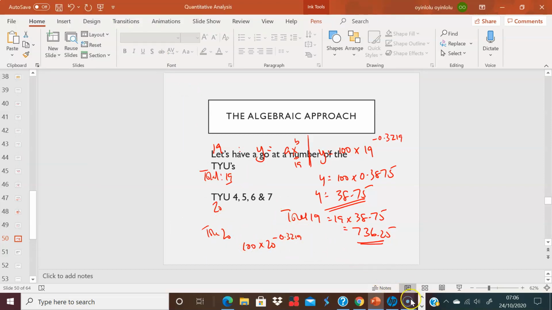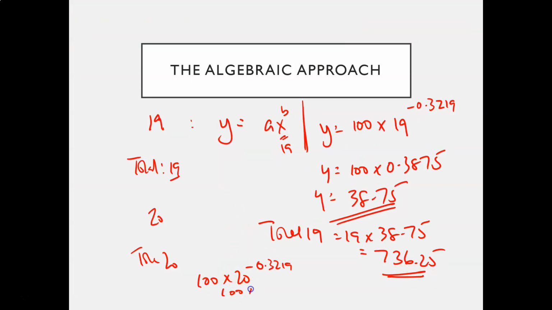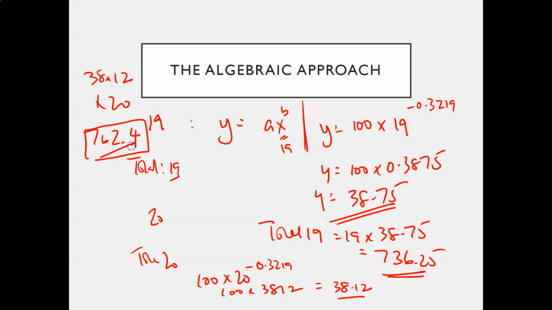So I now have here 100 times 0.3812, and that is 38.12. You can see it's getting smaller. So 38.12 is the average time. That means the total time for 20 units must be 38.12 times 20, which is 762.4. So the total time for 20 units is 762.4 and the total time for 19 is 736.25. The difference, 762.4 minus 736.25, must be the time it takes to make the 20th unit, right? It's just the additional time. That is 26.15 hours.